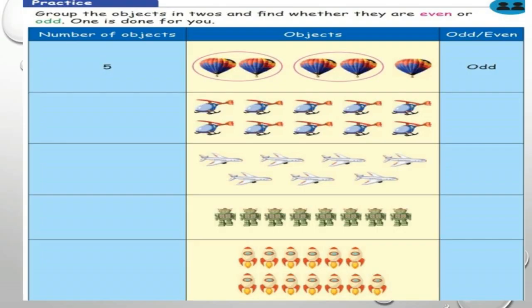Let us practice. Group the objects in 2s. That is, you have to pair the things and find whether they are even or odd. One is done for you. What you have to do? You have to group the objects in 2s. So, you have to make pairs, and if there is a remainder, it is an odd number. If there is no remainder, that is said to be an even number. So, come, let's do this.